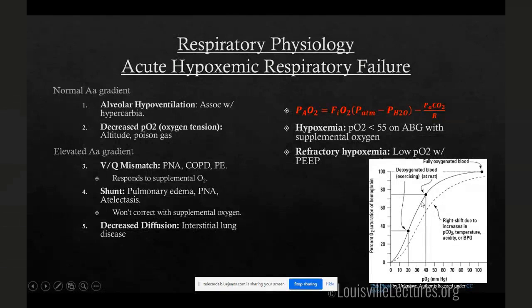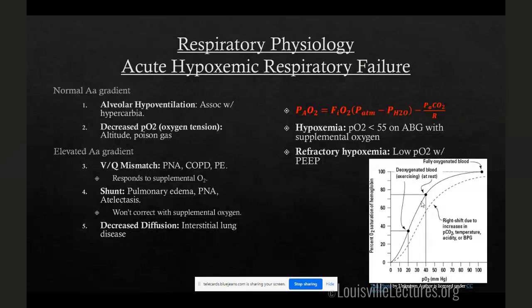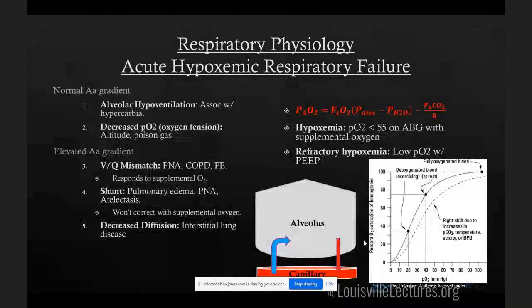We also define refractory hypoxemia as a low PO2 while you're on positive end expiratory pressure to help splint open the alveoli. But as far as the causes of hypoxemic respiratory failure are concerned, you have 5, and you can divide them into 2 classes. A normal A-a gradient, where there's no disruption in your alveolar capillary interface, or there's a disruption in your alveolar capillary interface, and so that means you have more oxygen in your alveolus than you have in your capillary.